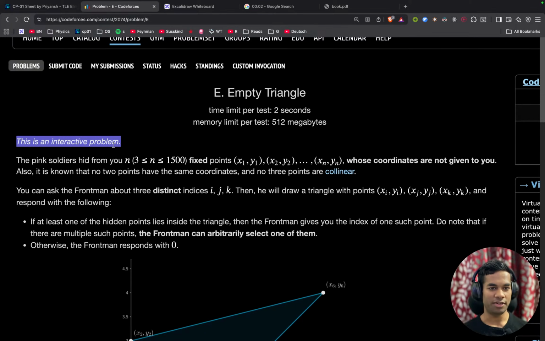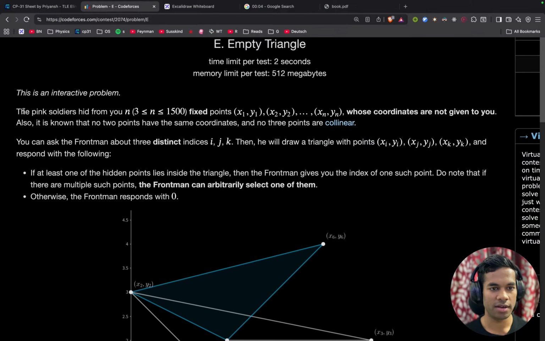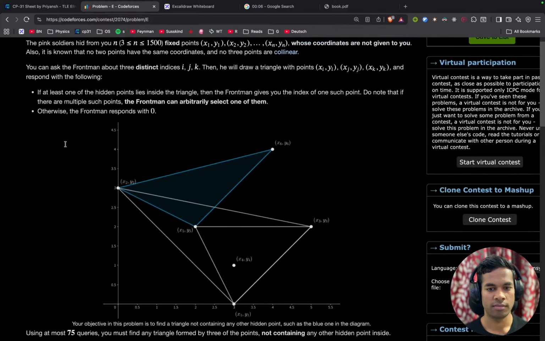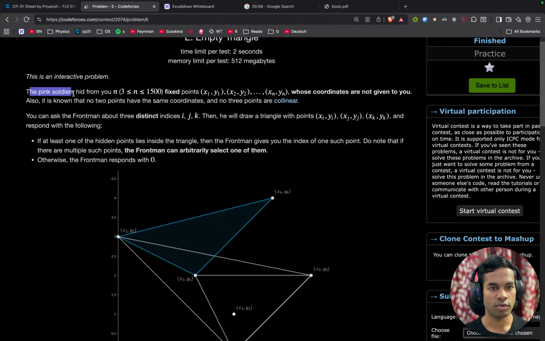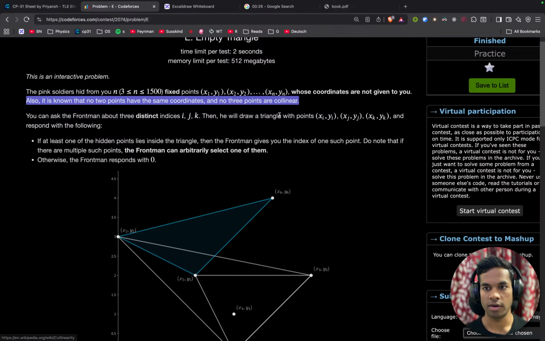This is an interactive problem. The pink soldiers hide from you n fixed points, whose coordinates are not given to you. Also, it is known that no two points have the same coordinates and no three points are collinear.